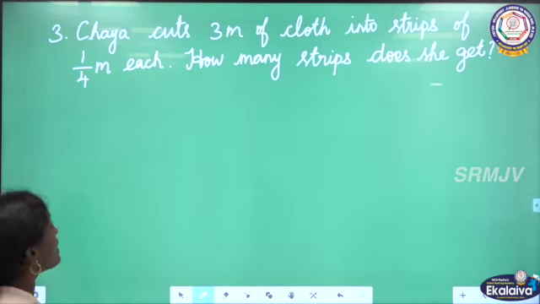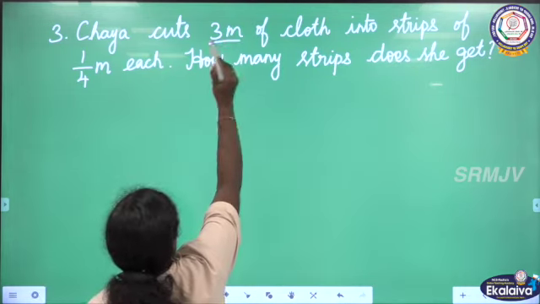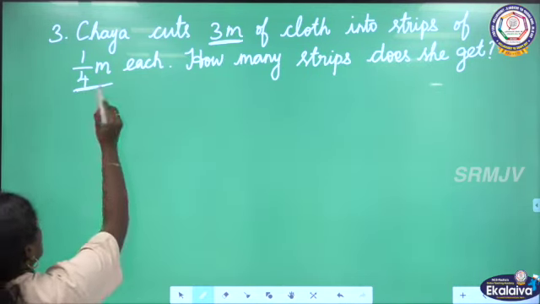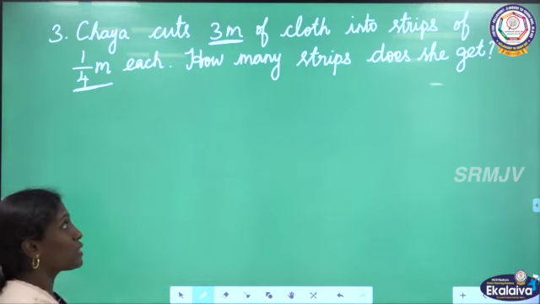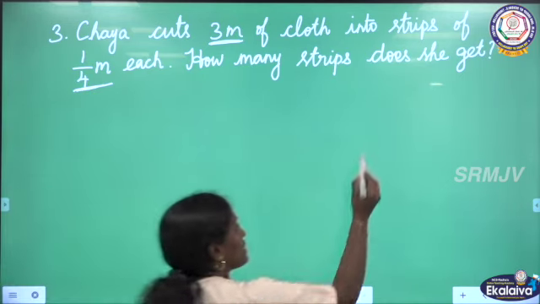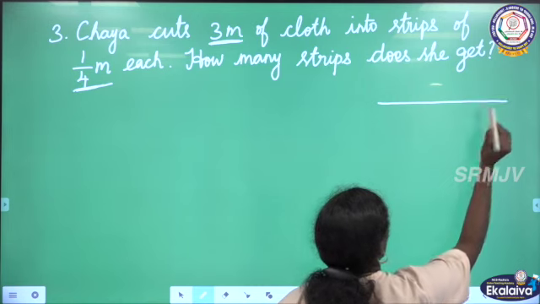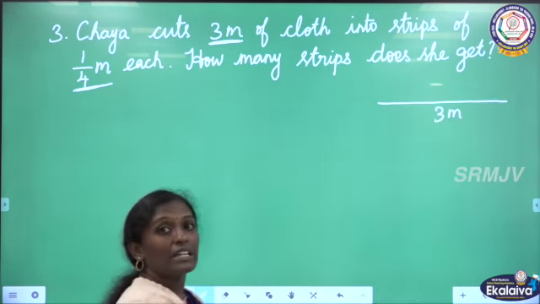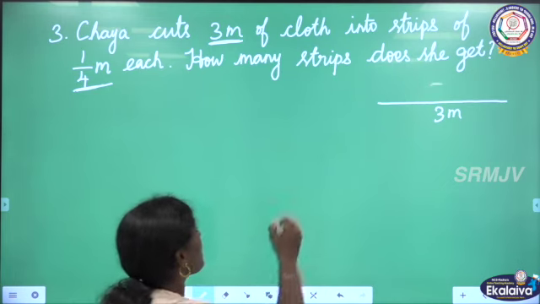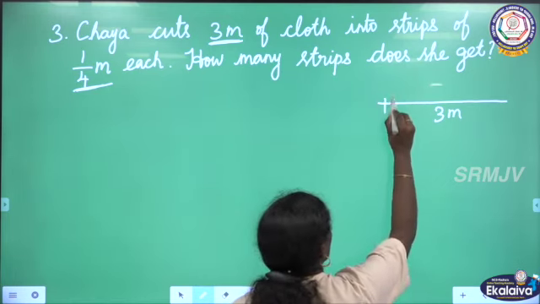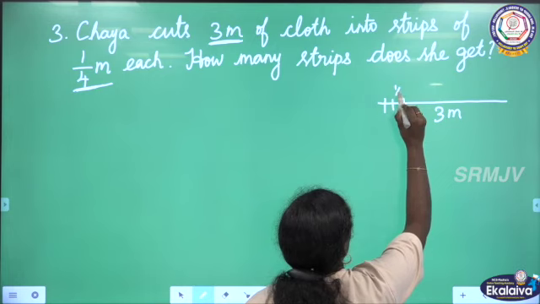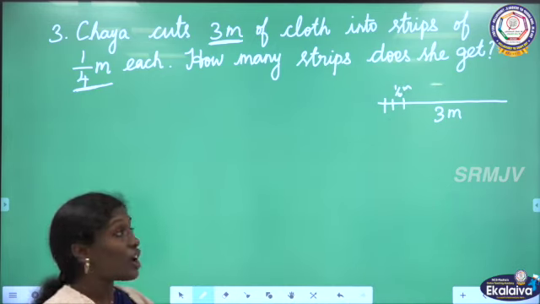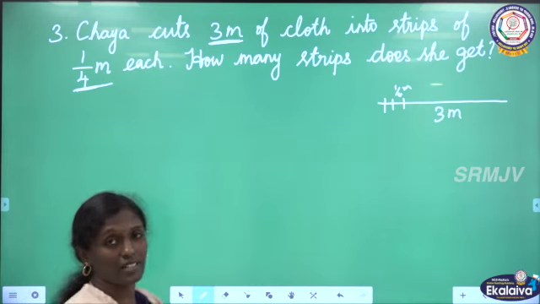Here Kaya cuts 3 meter of cloth into stripes of 1 by 4 meter each. How many stripes does he get? Let us consider this is the whole cloth. The length of the cloth is 3 meter. It is cut into small strips of length 1 by 4 meter. Now we are going to find out how many strips she can cut.